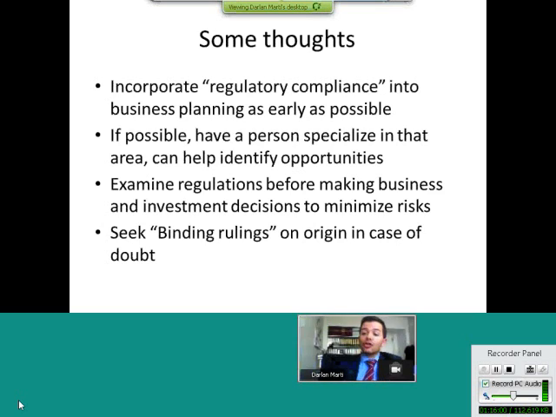So this is something that can greatly minimize the risk and enhance your security if you have a doubt related to origin. And it's something that I would really encourage all companies to utilize when they're making business plans. There you go. These were some thoughts.